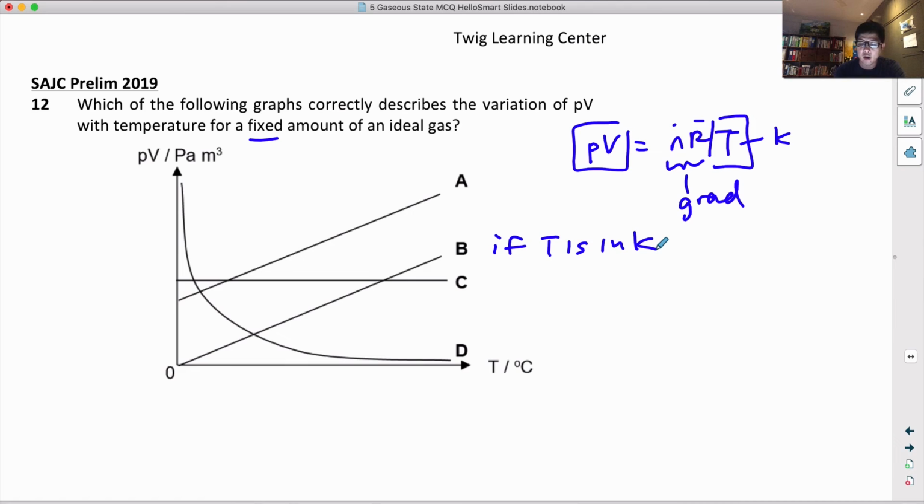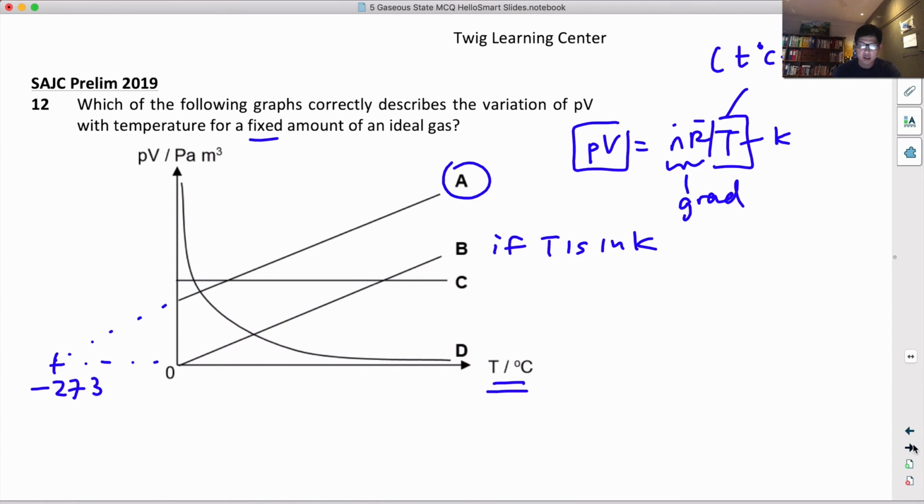But T is not in Kelvin, it's actually in degrees Celsius. So for temperature that's in degrees Celsius, you must add 273. Alright, then you can convert to Kelvin. So since this is in degrees Celsius, the graph has to be translated to the left. So the answer is A. Alright, so it actually looks like this, and here where it cuts is minus 273. Okay, so that's why the answer is A.